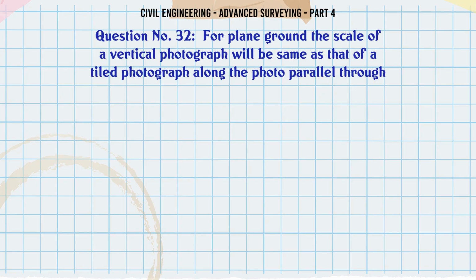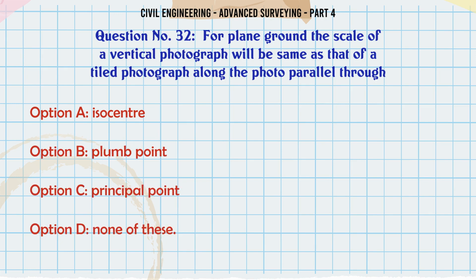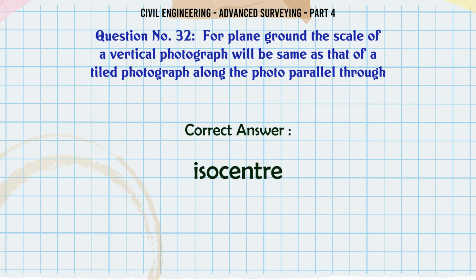For plain ground, the scale of a vertical photograph will be same as that of a tilted photograph along the photo parallel through: A. Isocenter. B. Plumb point. C. Principal point. D. None of these. The correct answer is isocenter.